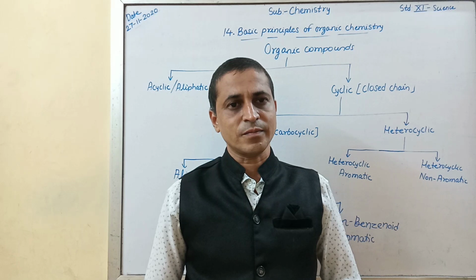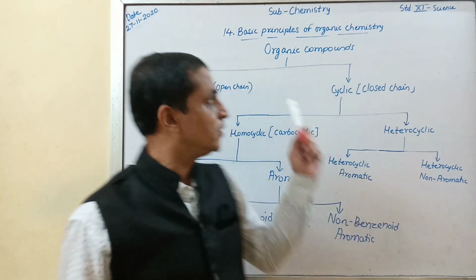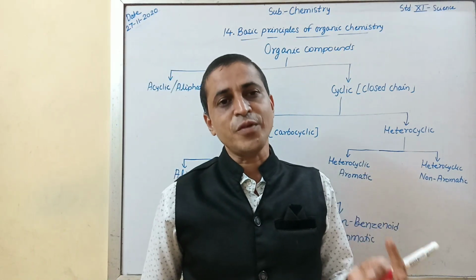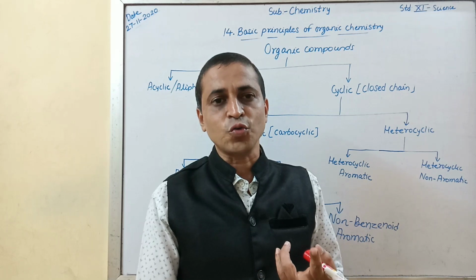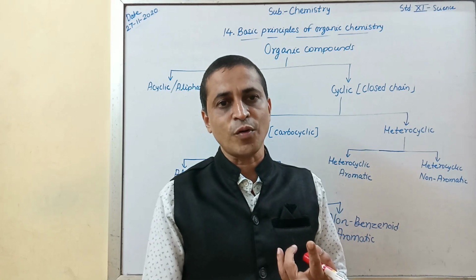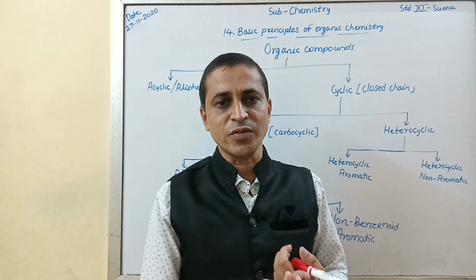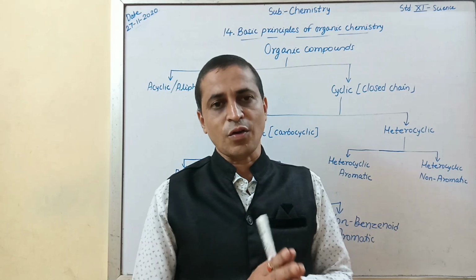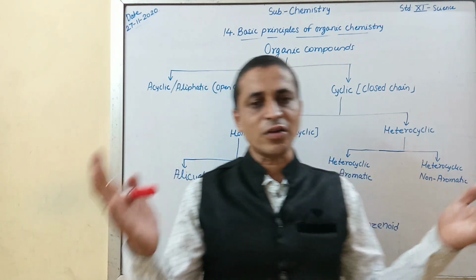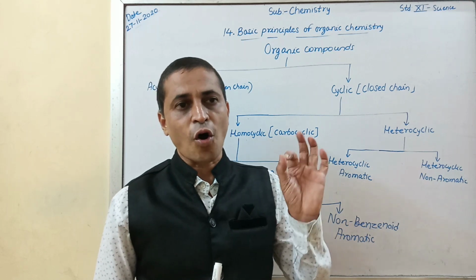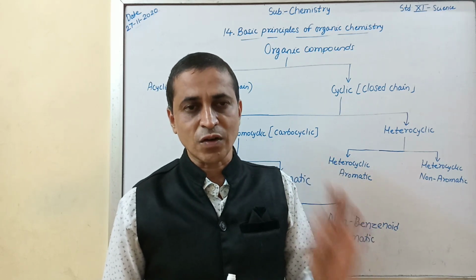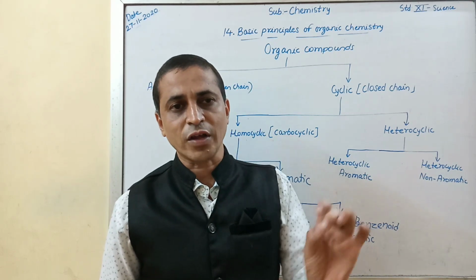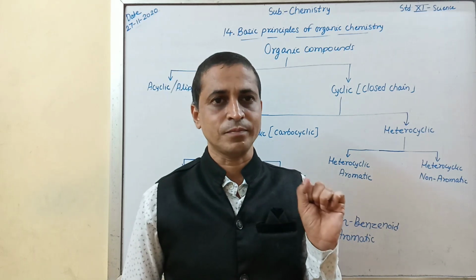In the previous lectures, we have started chapter number 14, basic principles of organic chemistry. In the previous lectures, we have studied about two-dimensional structures of organic compounds as well as three-dimensional structures of organic compounds. You know that organic compounds are present in very large numbers. In order to study them in a systematic manner, organic compounds must be classified.